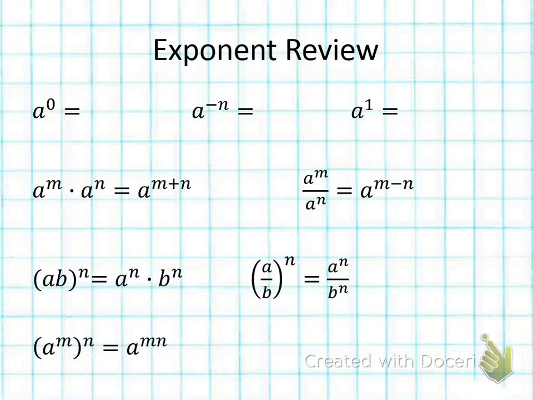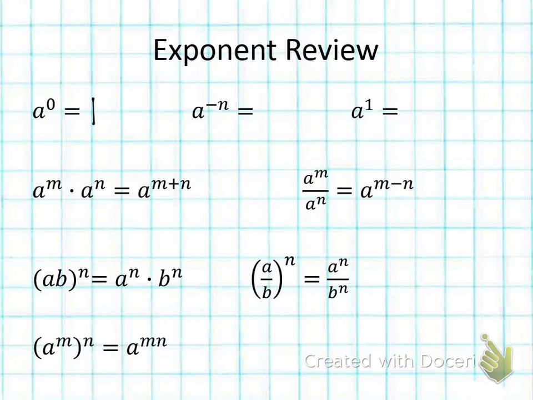The same is true if you have a term being divided, a divided by b, all in its own parentheses, all of that raised to the n. You have to distribute the n to each of these, so it's a to the n divided by b to the n. And then last but not least, we have a to the m raised again to the nth power. You multiply the powers. Does that make sense? Okay, so please write this down for me. This is just some background knowledge.